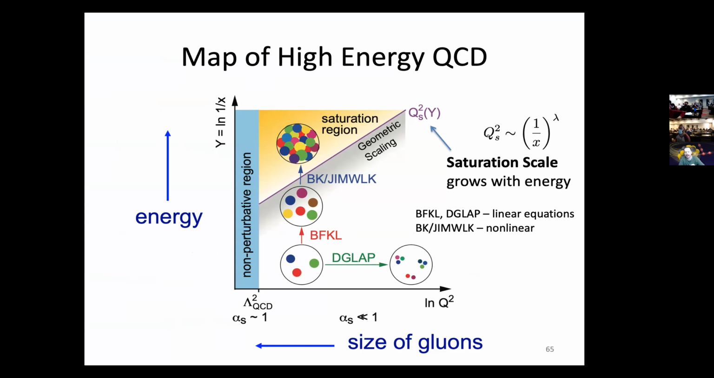Yeah. Okay. So suppose you started with something that was evolved in Q squared. So you start with something in DGLAP. Can you go up to the saturation region from DGLAP evolution, or do you have to start in that lower left corner there?